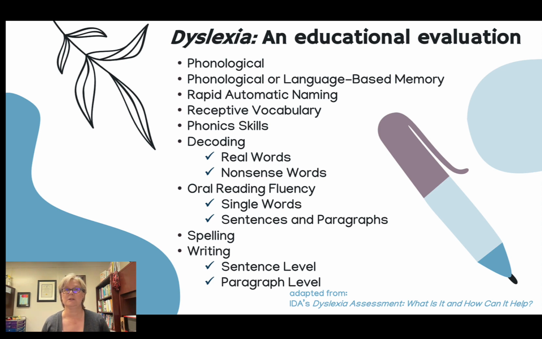The next piece is phonological or language-based memory. Again, that working memory piece, that phonological memory, just being able to hold those pieces, because if you can't hold the pieces, then it's very difficult to manipulate them. All right, the next one is rapid automatic naming. This is important because if they have difficulty in both phonological awareness and rapid automatic naming, it's considered a double deficit, which is different than the double deficit that we talked about in the reading quad. But there's nothing that we can do to make rapid automatic naming better, so it's not an intervention goal, but it's important to know what the prognosis could be.